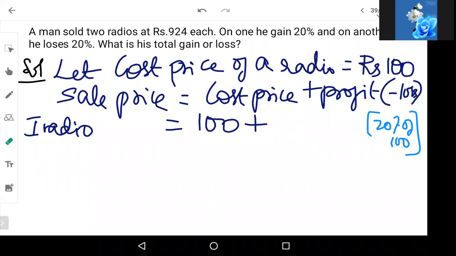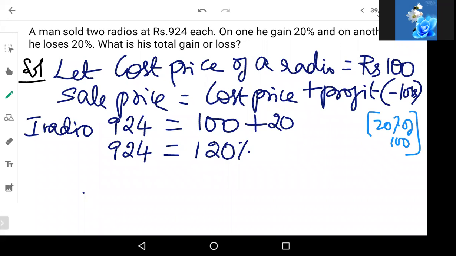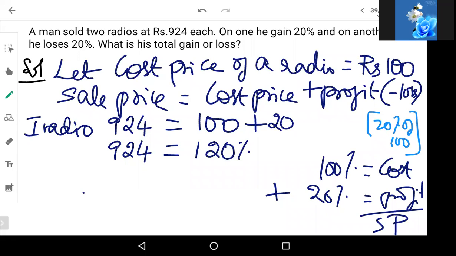Okay, but the thought process is right. So we are getting 20. So on the first radio, the sale price is 924, where what we are thinking here is cost price plus profit or minus loss. So for 924 to be the selling price, it is 120%, because he's getting profit, right? 100% of the cost plus 20% of profit will be the selling price, which is 924. So in the case of first radio, including profit, it is 924.